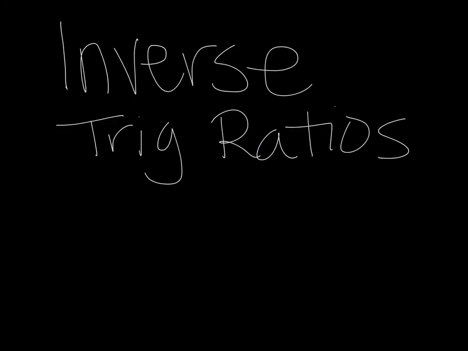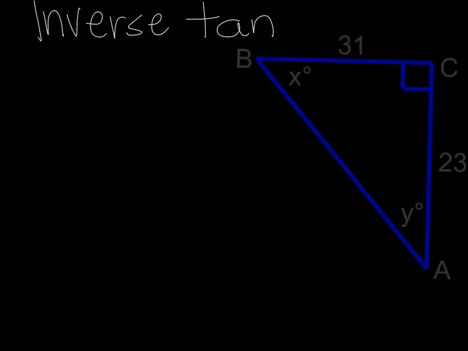We're also going to look at inverse trig ratios today. Inverse trig ratios are used to find a missing angle. Given 2 side lengths of a triangle, we can use an inverse ratio to find the missing angle. We'll start with inverse tangent today.